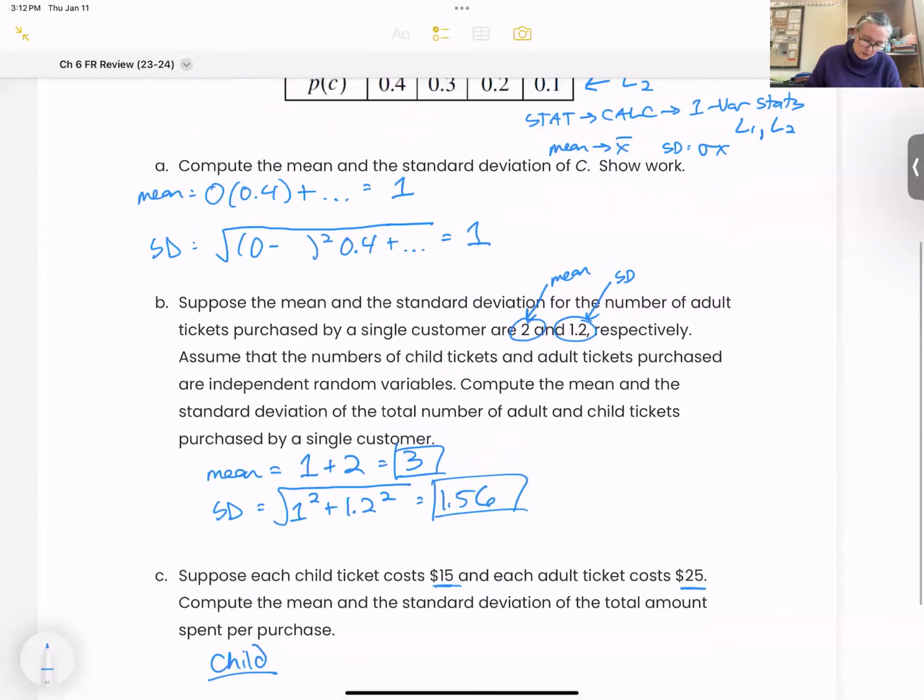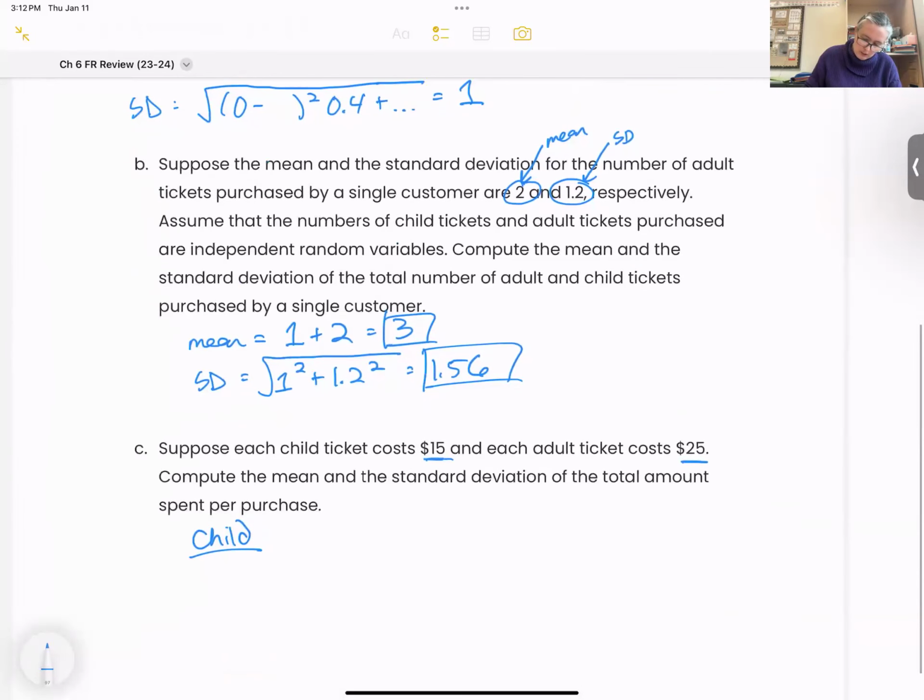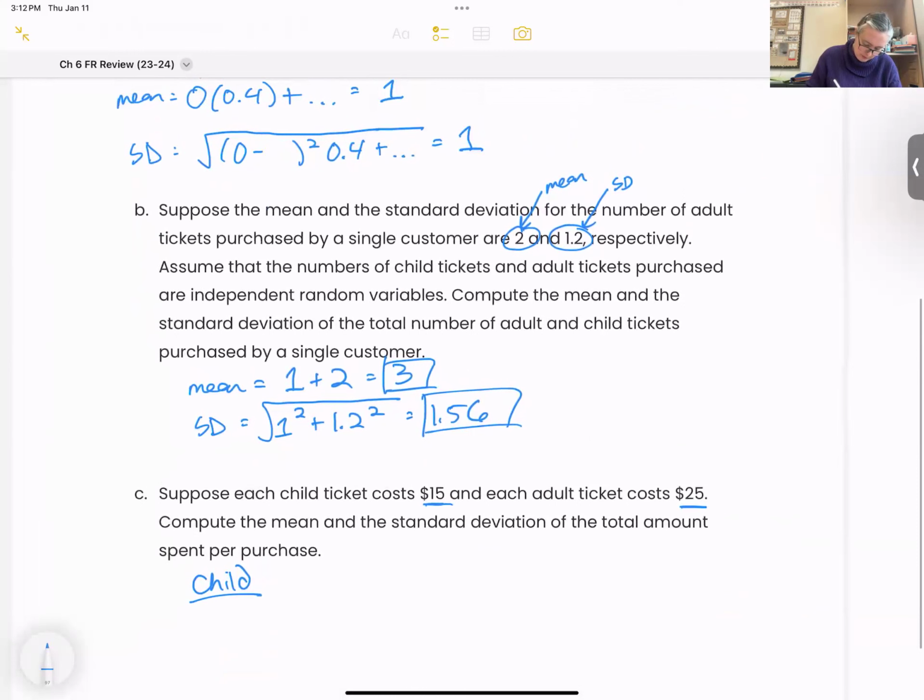So we are going to do, what was it? Mean of the child ones was 1. So 1 times 15. So $15. That makes sense. If on average you sell one child ticket and it costs $15, you get $15. Okay, the adult. Oh, maybe I'll go do the standard deviation for child. Okay, so this is the mean. This is standard deviation. So standard deviation for the child was also 1. It's also going to be times 15. Standard deviation does change when you multiply.